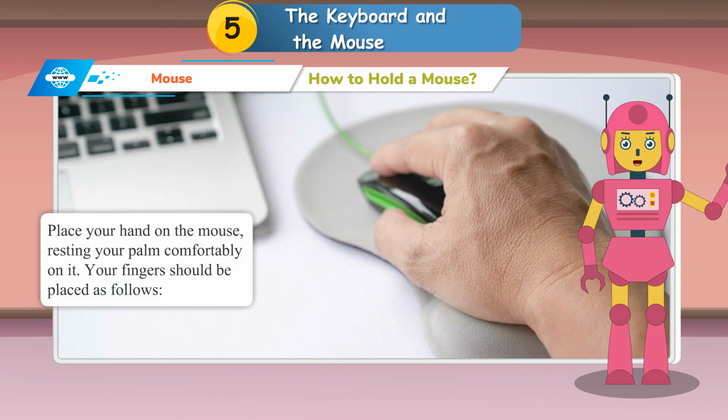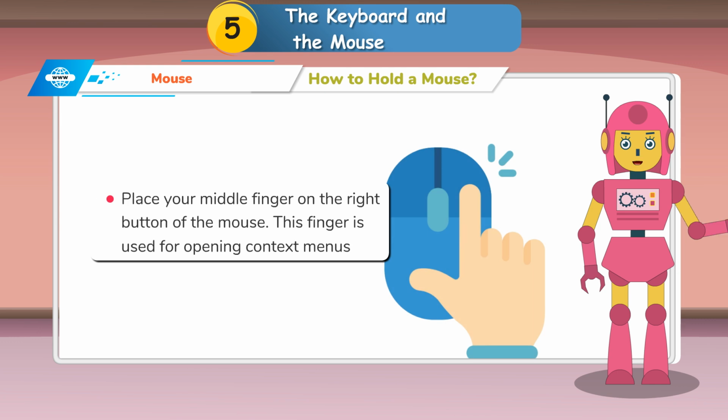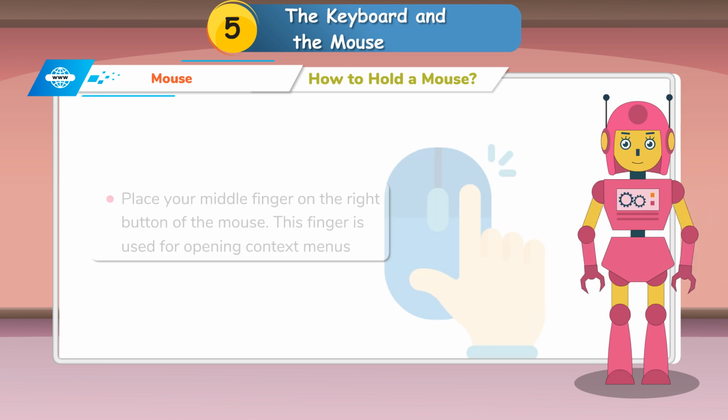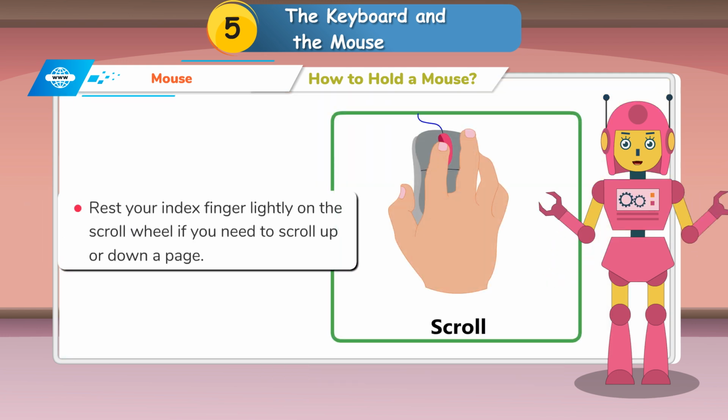Place your hand on the mouse, resting your palm comfortably on it. Your fingers should be placed as follows. Place your index finger on the left button of the mouse. This finger is used for most clicking actions. Place your middle finger on the right button of the mouse. This finger is used for opening context menus. Use your thumb and the rest of your fingers to hold the sides of the mouse lightly. Rest your index finger lightly on the scroll wheel if you need to scroll up or down a page.